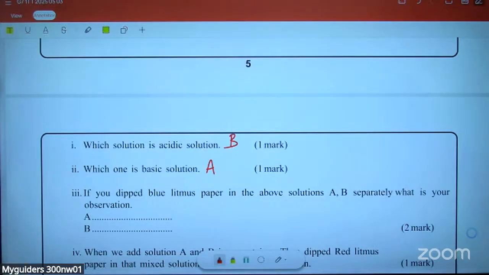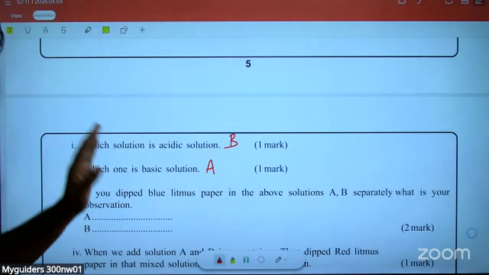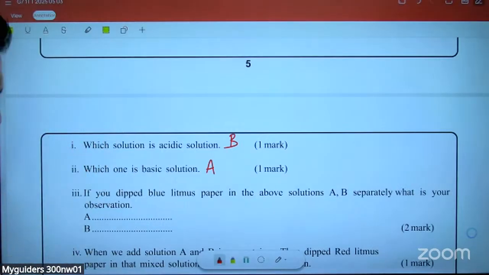Right? Above solutions. If you dip blue litmus paper in an acidic solution, right? Then the color is red.